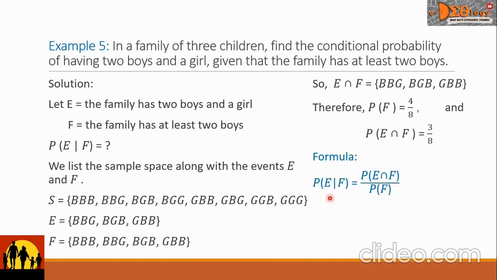Writing our formula now, and let us do the substitution. So we have now P of E intersect F, which is 3 over 8, over P of F, which is 4 over 8. For this complex fraction, we may write 3 over 8 times 8 over 4. Then we can cancel the 8 and the 8, and the final answer will be 3 over 4. This is our final answer.